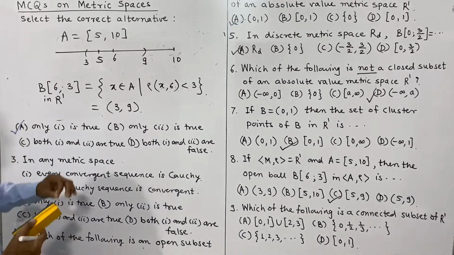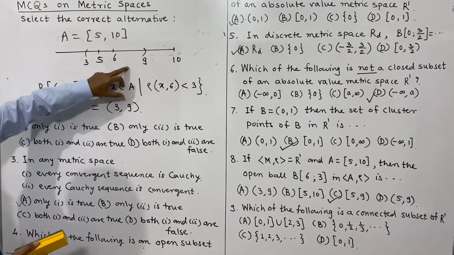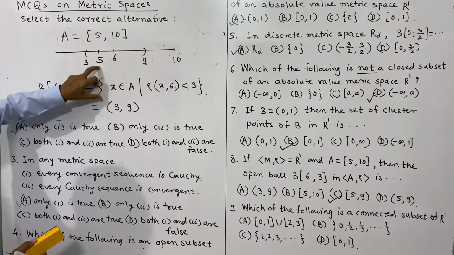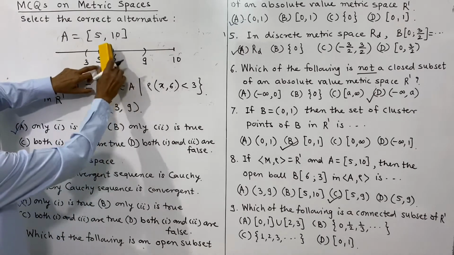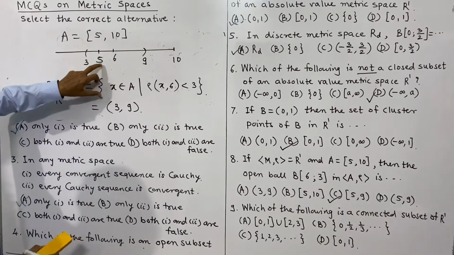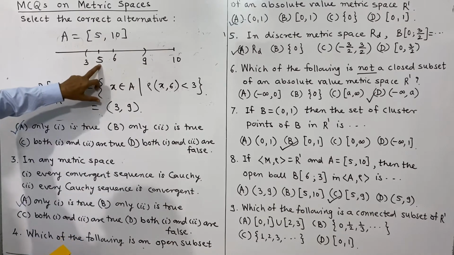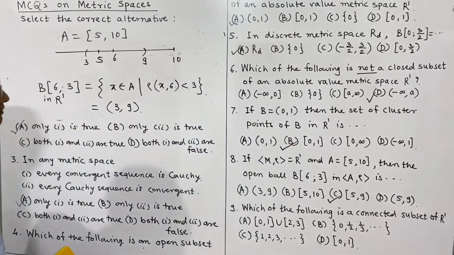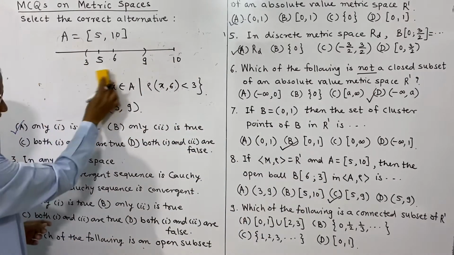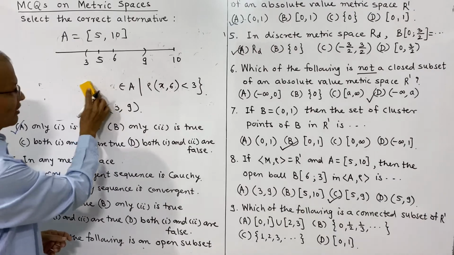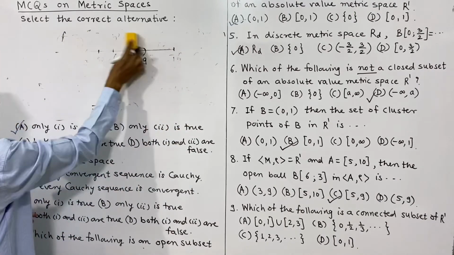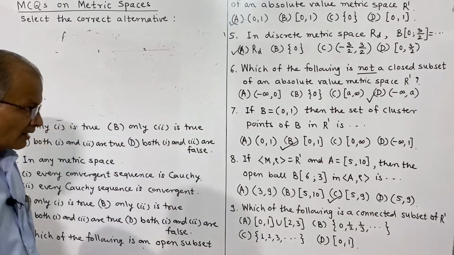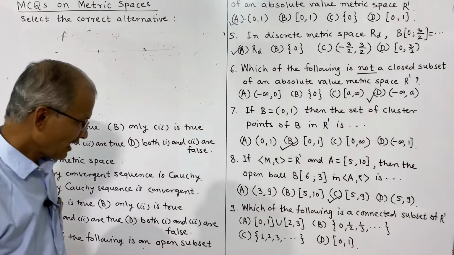So you should note it. Actually it is 3 to 9, but intersection with A becomes 5 to 9, and 5 is inside A, and therefore we have to take it 5 closed and 9 open. So that is the answer for 8. Now the next is 9th, which of the following is connected subset of R1?